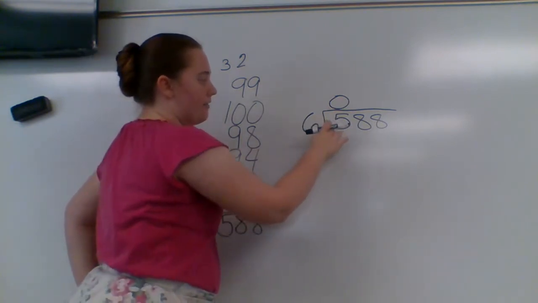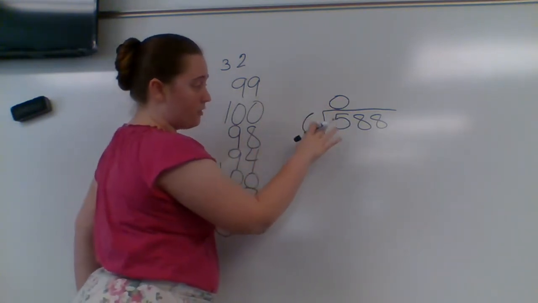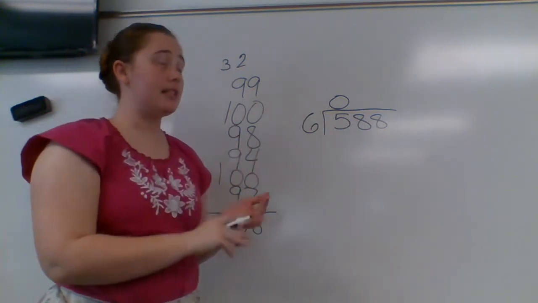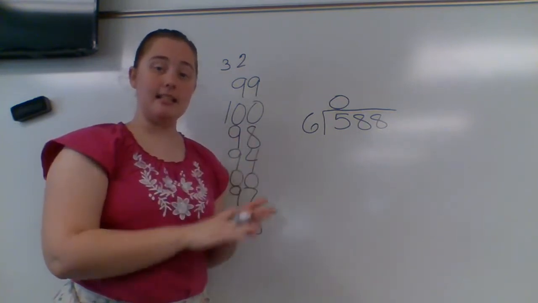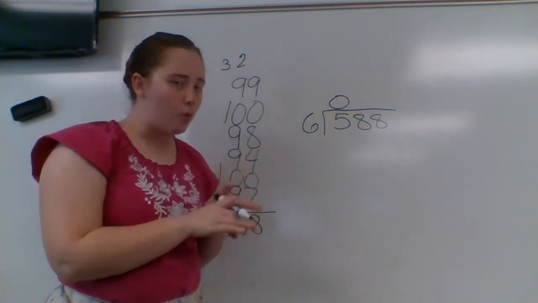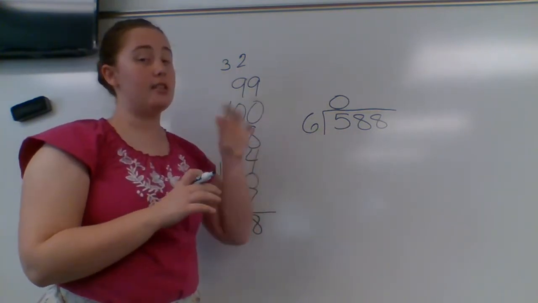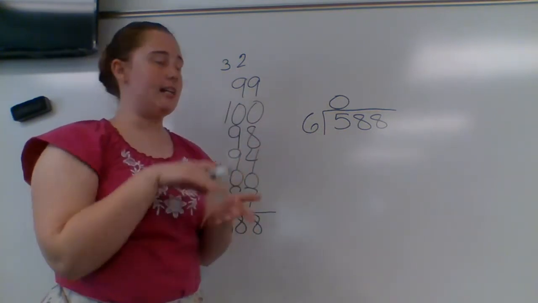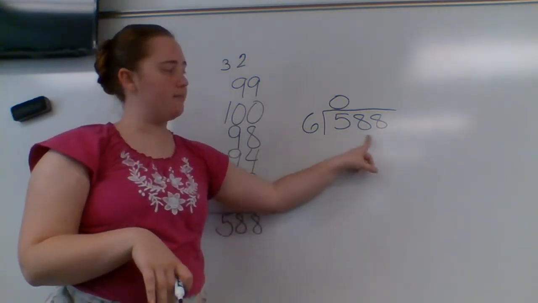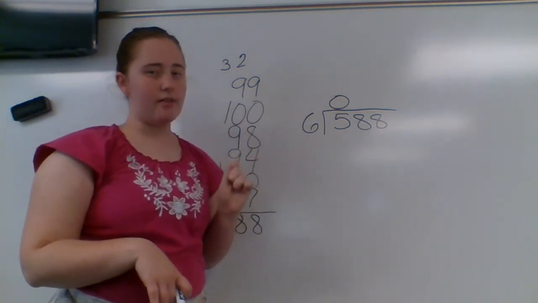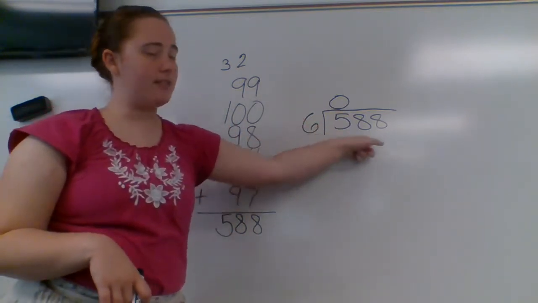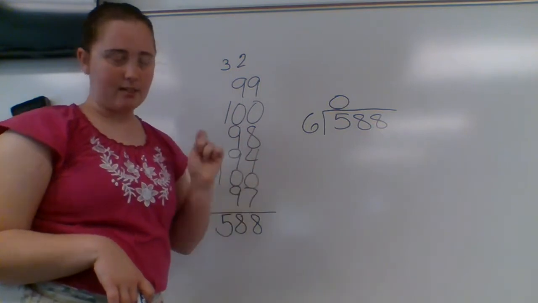And now I can do the shortcut. I can do 6 will go into 58. Well, I know 6 times 6 is 36, 6 times 7 is 42, 6 times 8 is 48, not 58. So I still need to keep going. 6 times 9 is 54. 54 is pretty close to 58, and it doesn't go over. So let's try that. 6 times 9 is 54, so I'll say 6 will go into 58 9 times.